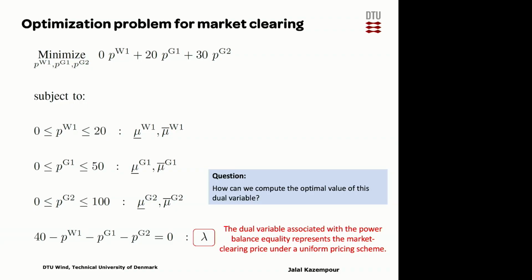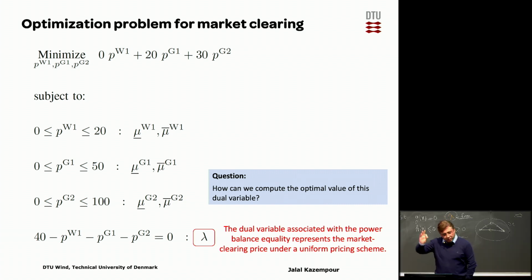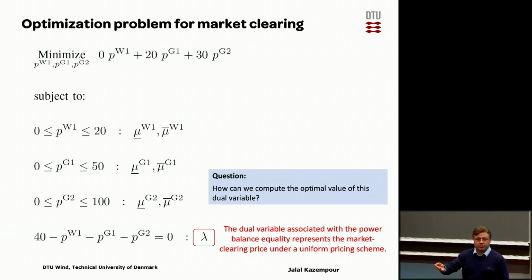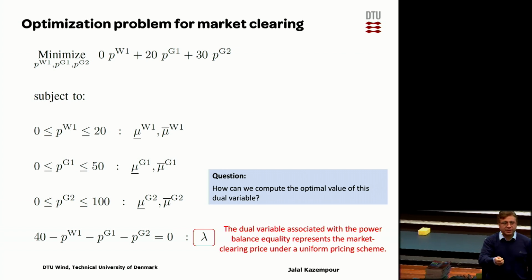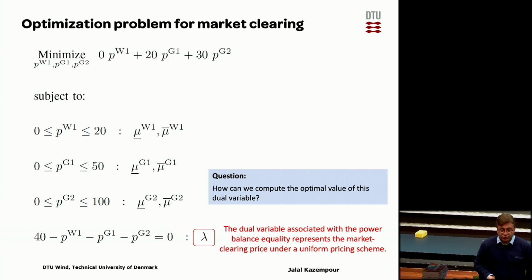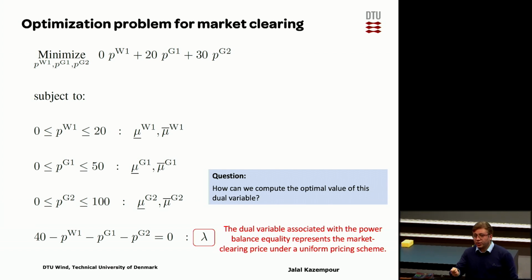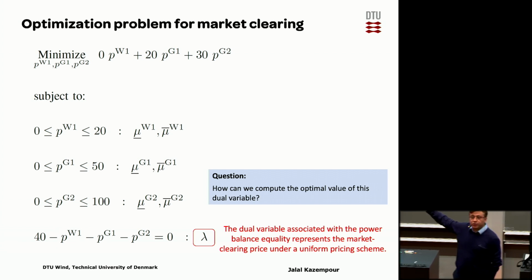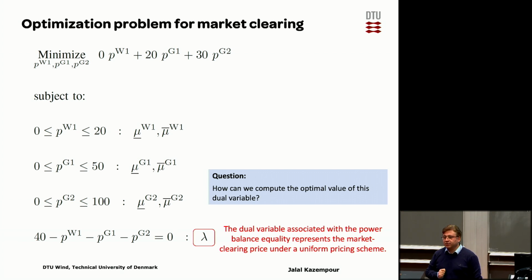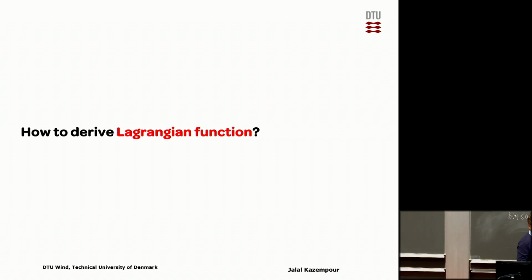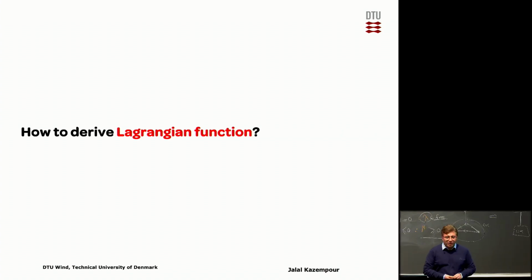But how can we derive lambda, the value for lambda? You will code in Python, in Julia, and then when you get the result, you can ask Python, Julia, MATLAB, whatever, to also give you the optimal dual variable for every constraint, including this specific constraint. You can do that. But if you are interested to derive it manually, how can you do that?